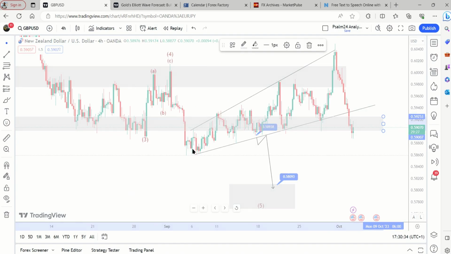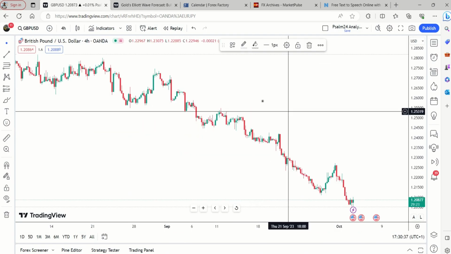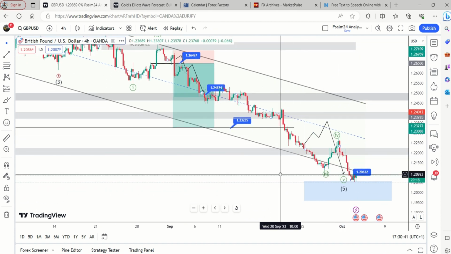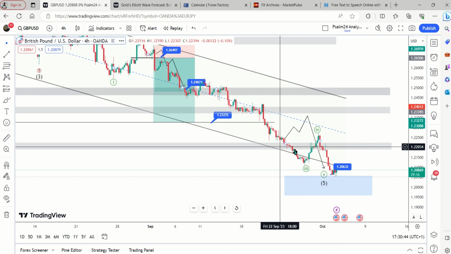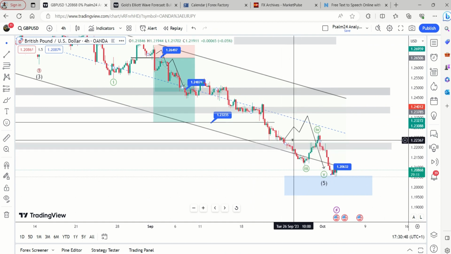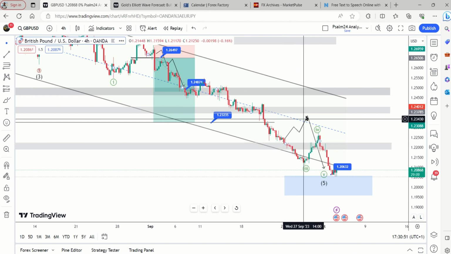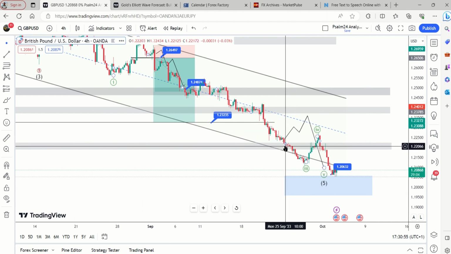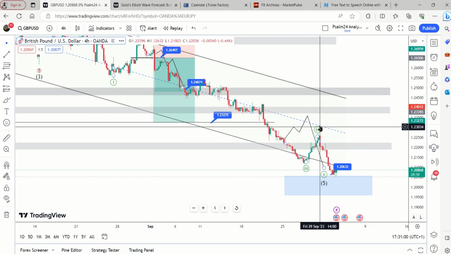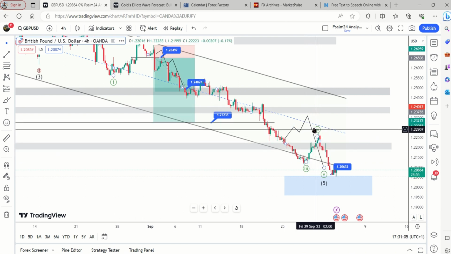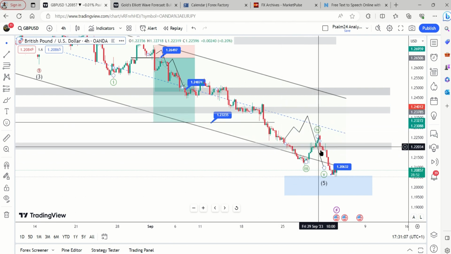GBP USD, cable. We said that this pair was going to reject off this zone. We saw a rejection pattern, but we did not see confirmation of the move to the upside. We thought it was going to happen on this day, but what we had was that the market went downwards, and then we got the reversal to the upside, which we've been expecting. And this outlook was exactly what played out.